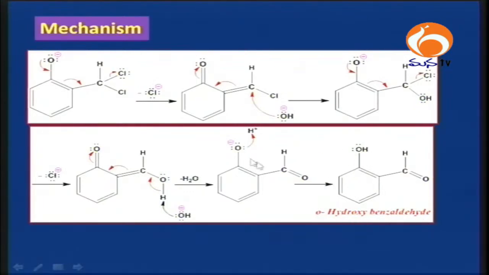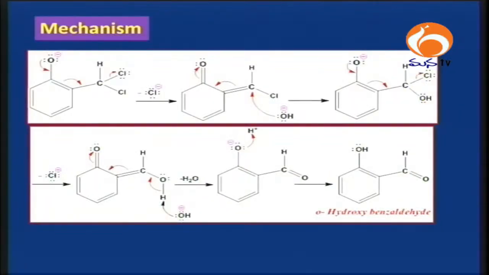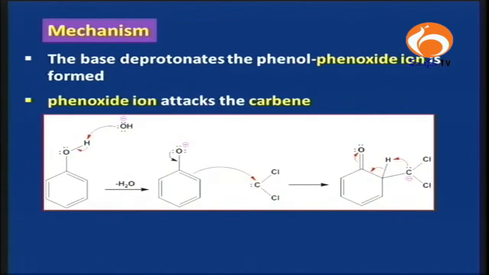In the last step, we are doing the acidic workup. That means we are purposefully adding the acid so that we can extract the ortho-hydroxybenzaldehyde from the solution mixture. In the same way, we can obtain the para-hydroxybenzaldehyde also. The para-hydroxybenzaldehyde will be obtained when dichlorocarbene will attack the para position.